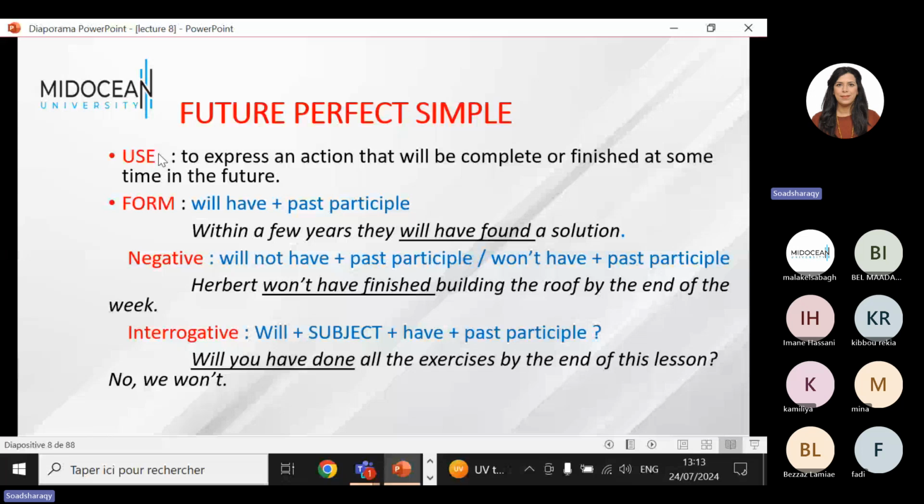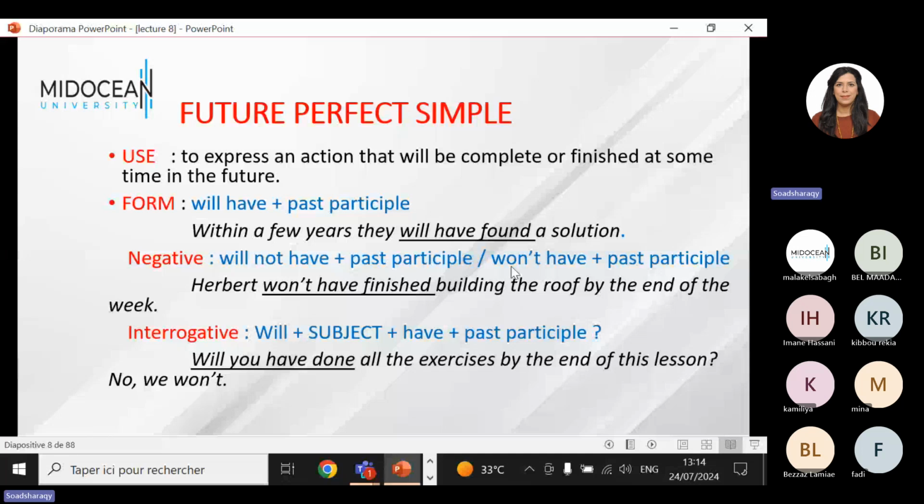Here you have an example. Within a few years, they will have found a solution. Here, as you see, I underlined will have plus past participle of the verb to find, which is found. The negative form of the future perfect simple is will not have plus past participle, or we say won't have plus past participle of the verb. Example, Herbert won't have finished building the roof by the end of the week.